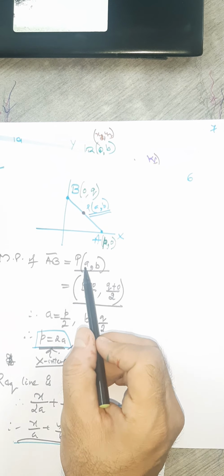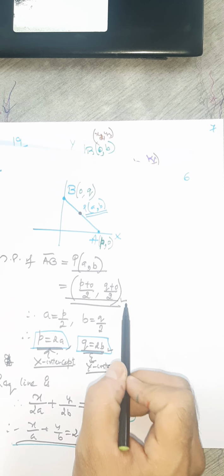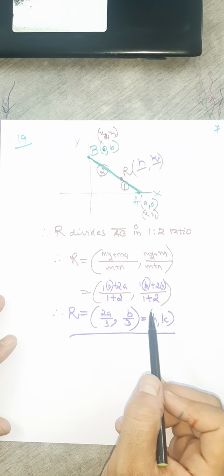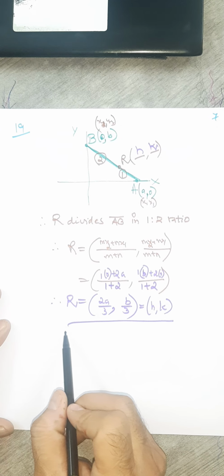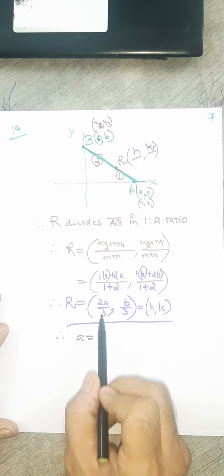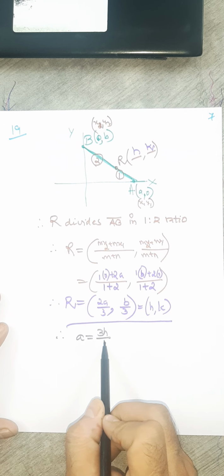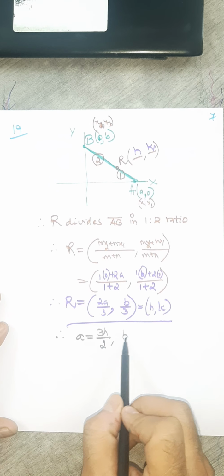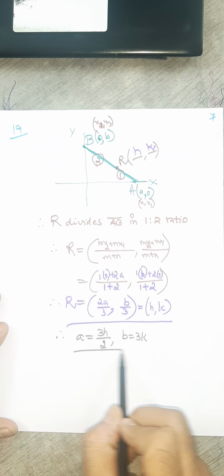There it was AB, but you had a ready midpoint formula. Here we are not having ready values, so I have used the division formula. So what is the value of small a? Small a will be 3h by 2. And what's the value of small b? It is 3k. So you got the a and b.